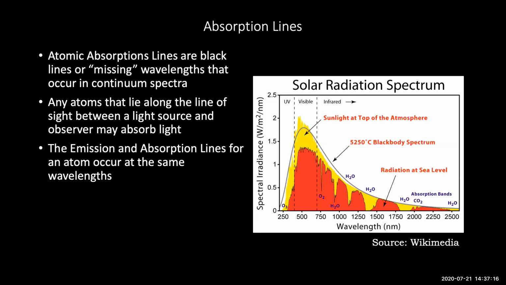So we actually can take a look at which lines are missing, and that'll give us an idea of the makeup of certain objects. So for example, this is a black body spectrum for the sun. And we have in the red here the amount of light that actually makes it to the Earth. And you can see that we can tell the composition of the atmosphere based on how much of the sunlight actually makes it down to Earth.